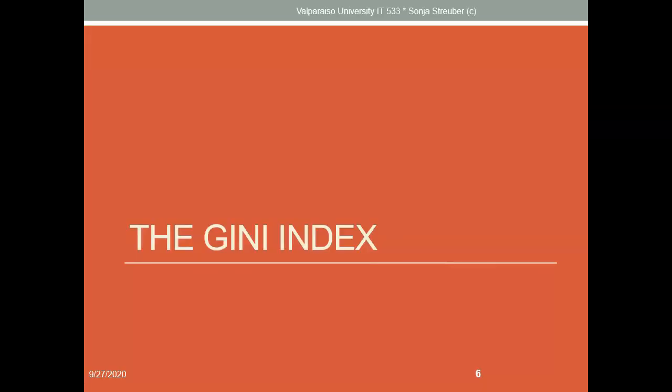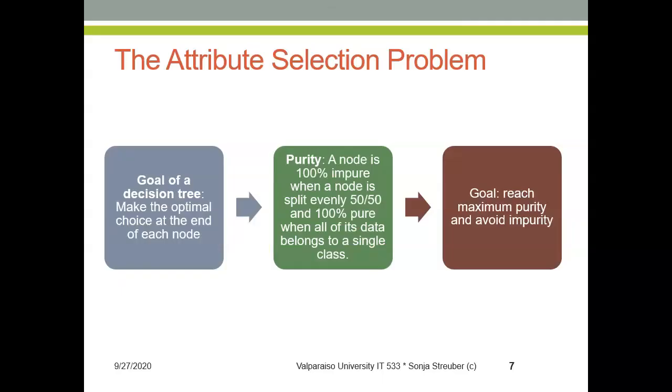Let's talk about the Gini index and look at an example. The Gini index is based on the concept of purity. Purity means that a node is 100% impure when a node is split evenly 50-50, and it is 100% pure when all of its data belongs to a single class. So the goal for the Gini index is to reach maximum purity and avoid impurity. Let's see what that looks like.